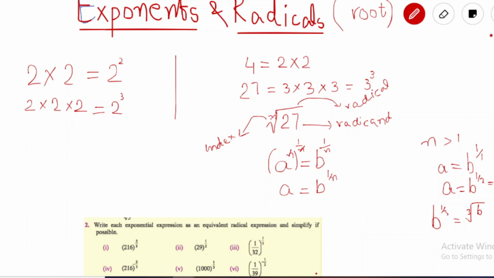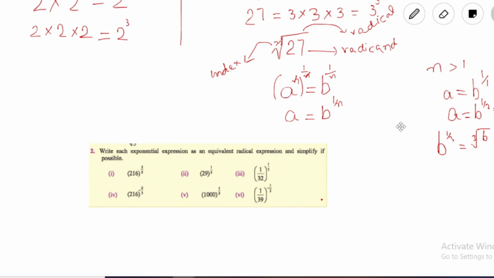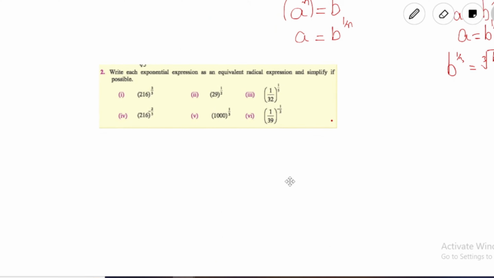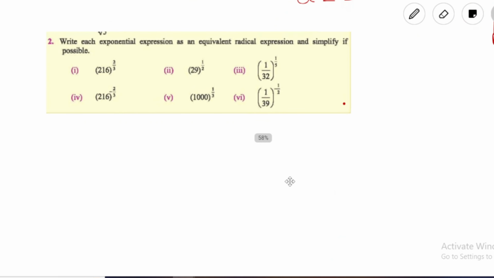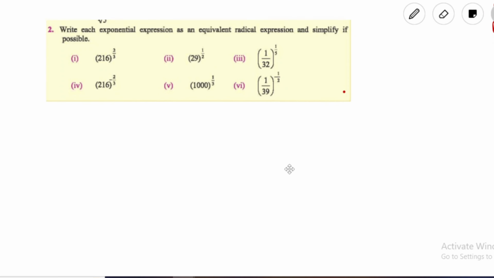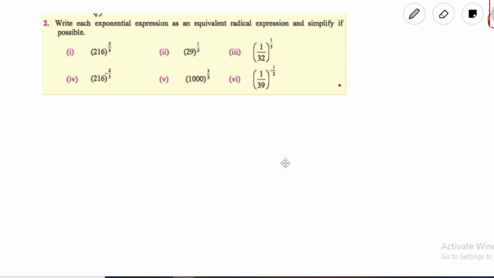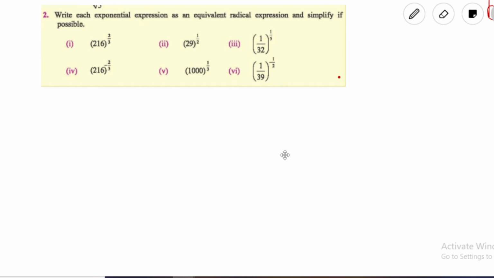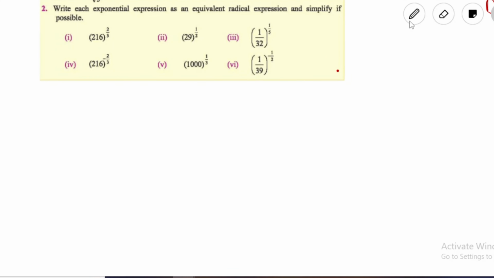Now we're going to move towards question 3 of exercise 1.2. This question is saying, write each exponential expression as an equivalent radical expression. We are supposed to write these in radical expressions. We have first 216 raised to the power 2 over 3. Now 2 over 3 is a fraction.